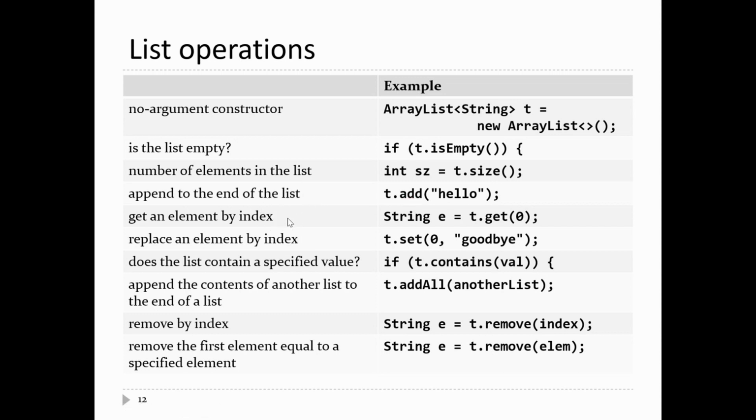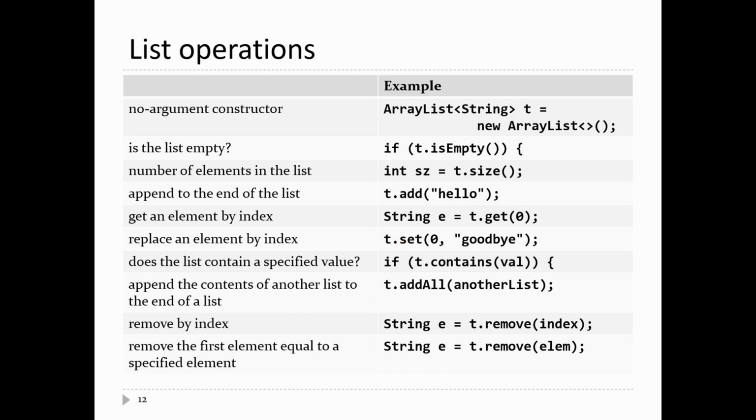If you want to get an element from the list, that's get, and then a non-negative index. Index starts at 0, goes up to size minus 1. If you use an index that's invalid, you get an IndexOutOfBoundsException. So typically your program stops running at the point where you use the invalid index. So you can't get an element that doesn't already exist.